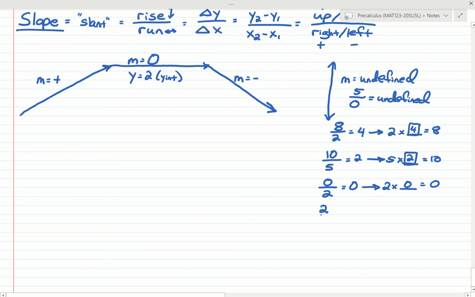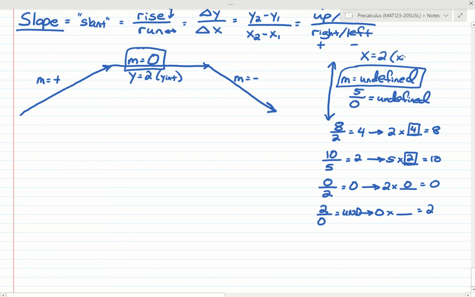But if we switch and put 0 on the bottom, what this is asking you is 0 times what number is 2? And I have no idea. It doesn't work, right? There's no defined number that makes that happen. So we say anytime 0 is on the bottom, that's undefined. If you have a vertical slope, the slope is undefined. That's the only acceptable answer. You can't say there's no slope. That's not okay. The slope is either 0 if it's horizontal or it's undefined if it's vertical. And those kind of lines say x is equal to like 2, whatever the x-intercept would be. We'll talk more about this stuff later on.